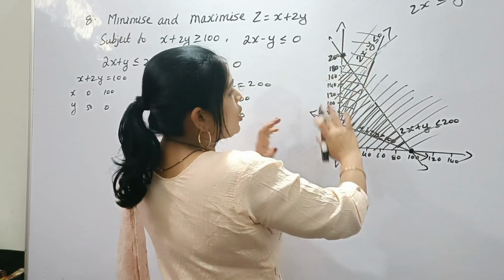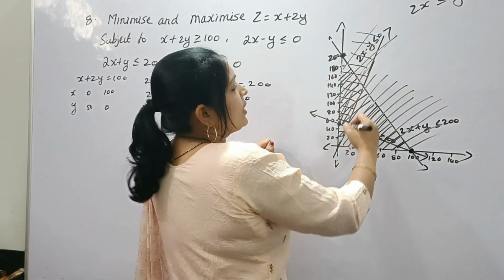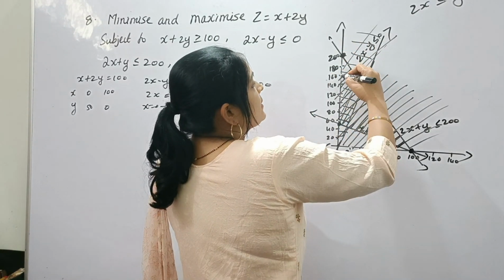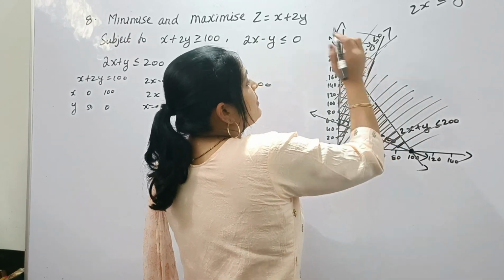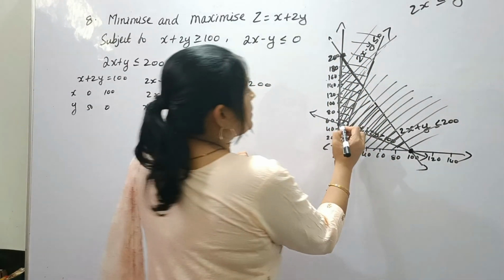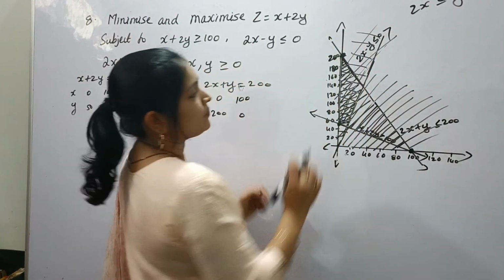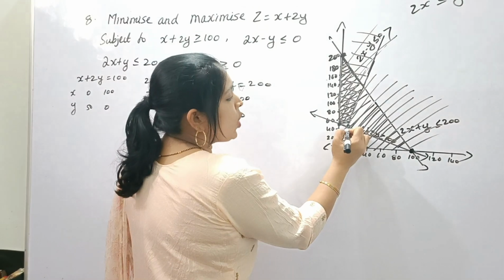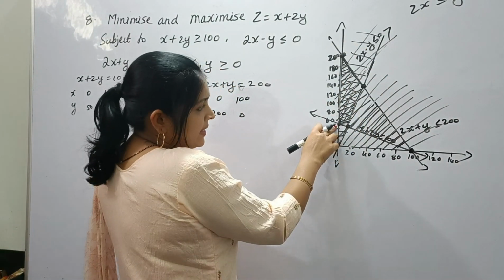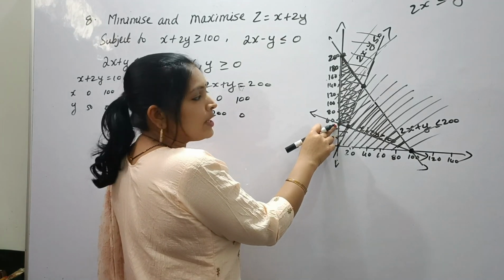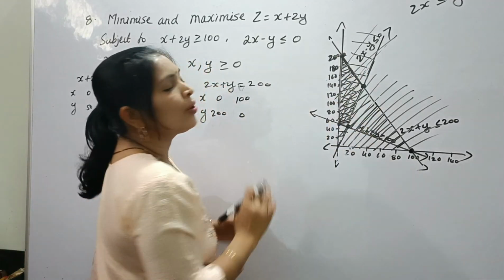Towards y-axis. So what is the common region? The darkest region. So here the common region is nothing but this one. It is the common region, so it is the feasible region. The feasible region corner points are these. So let's find them: 0, 50, 0, 200, and these points we have to find.